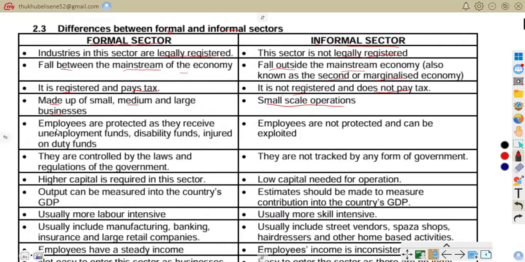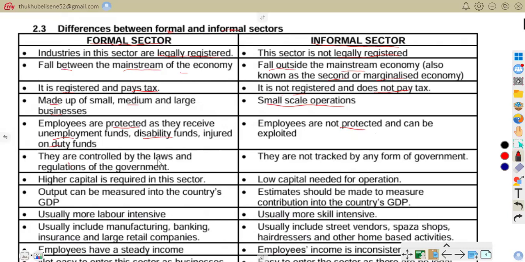Employees are protected, as they receive unemployment funds, disability funds, and compensation when injured on duty. So formal workers are protected, but informal workers have no protection. Employees are not protected and can be exploited. Under formal, we have UIF, the Unemployment Insurance Fund, but under informal, there are no benefits that you're going to get.